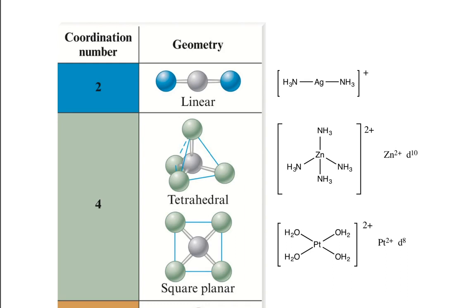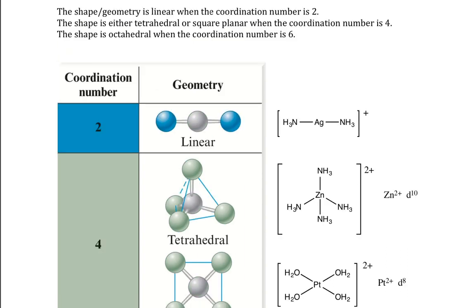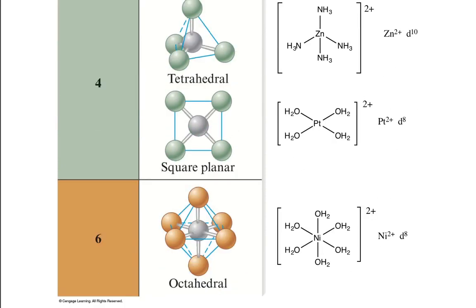Alrighty, so the shape is octahedral when the coordination number is 6. And so there we have coordination number 6, octahedral. So we have the metal in the middle with the ligands at the corners of the octahedron. An example of that is nickel with 6 waters around it. And in this case, it's got an overall 2+ charge. So the nickel, being that water is neutral, has the 2+ charge.